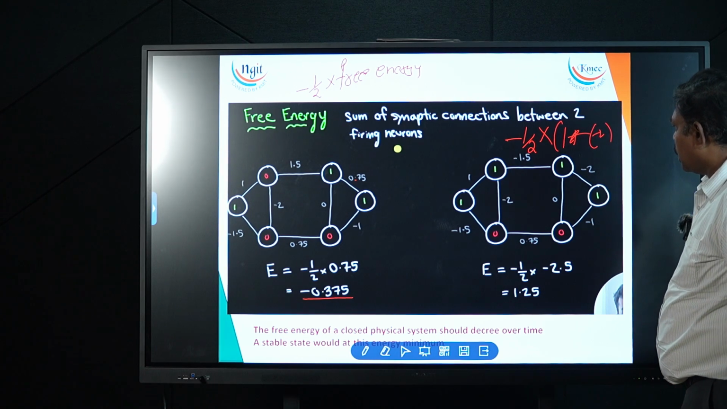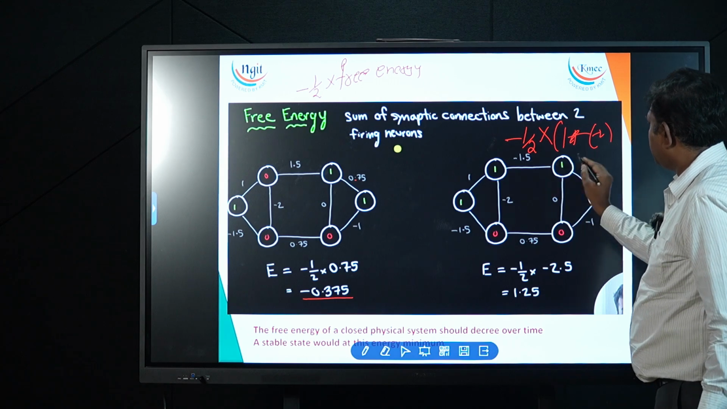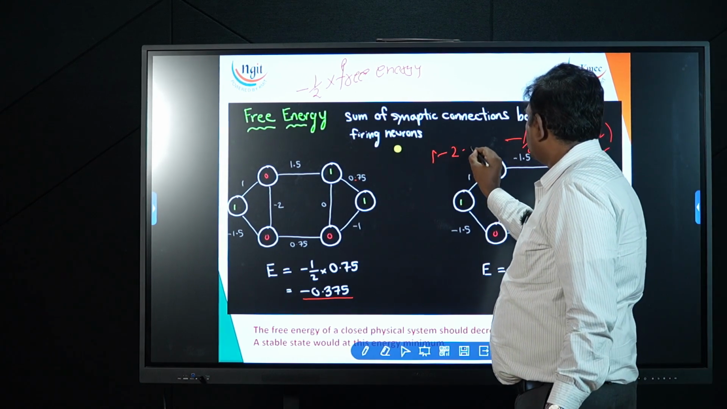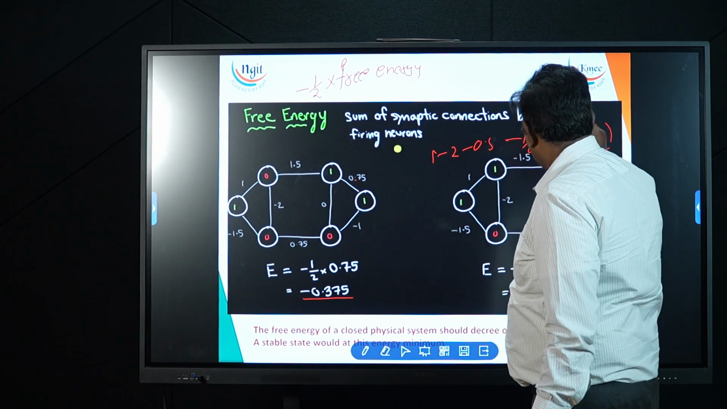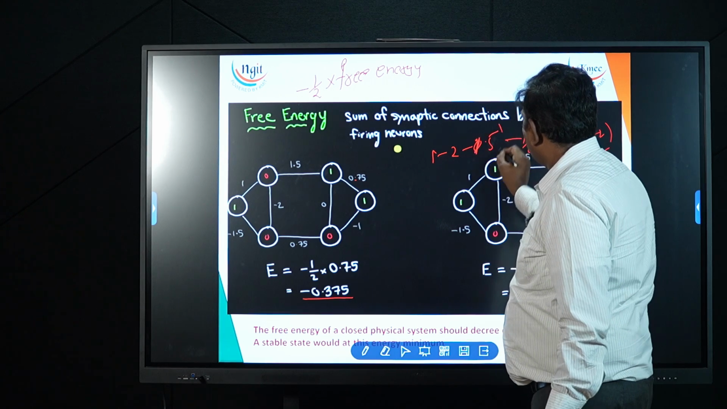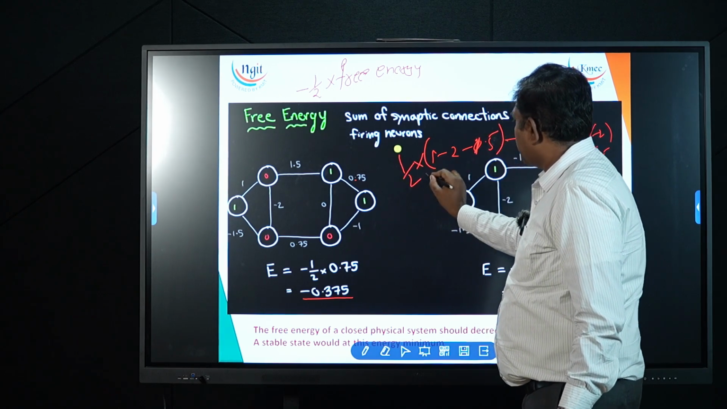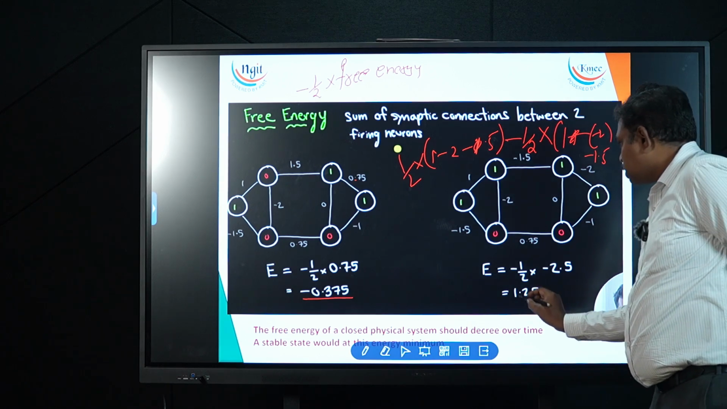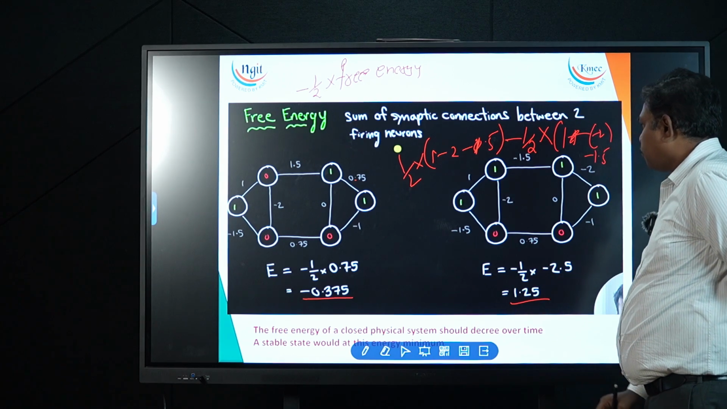-2, and there is another pair -1.5. That means 1 - 2 - 1.5, multiplied by 1/2. Like this we calculate an energy function. The energy function for this model is 1.25.